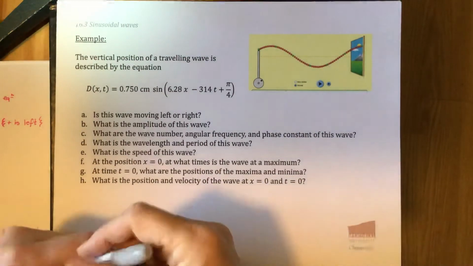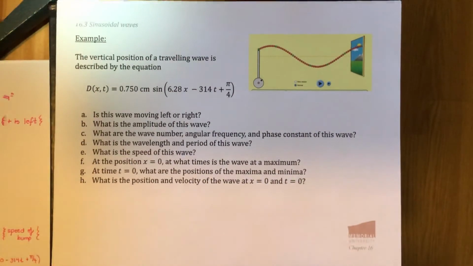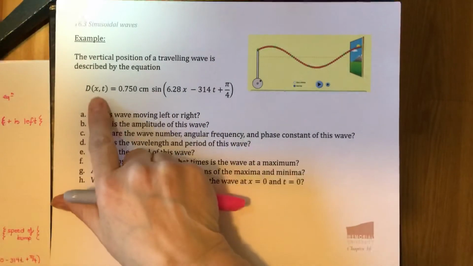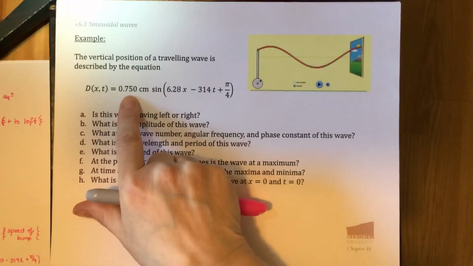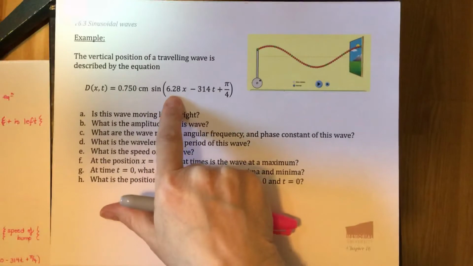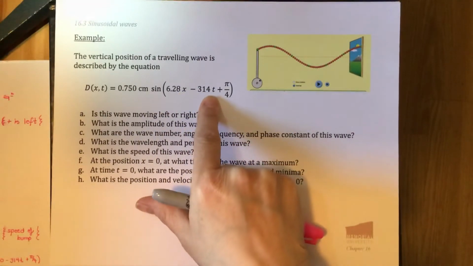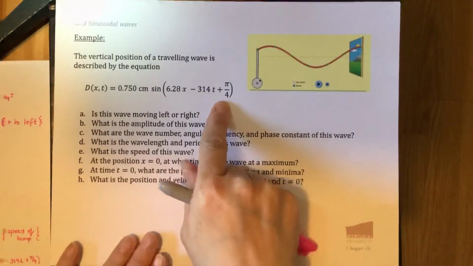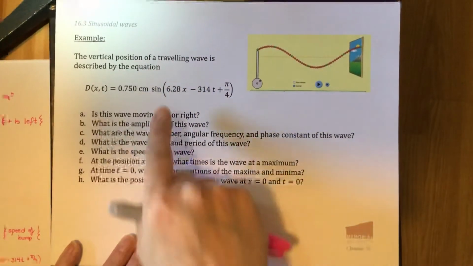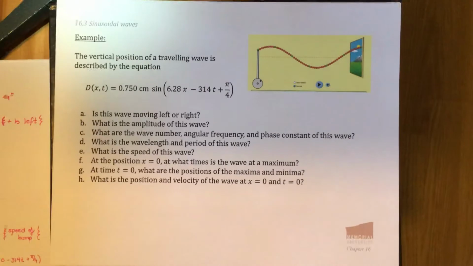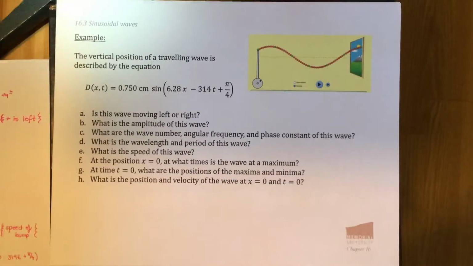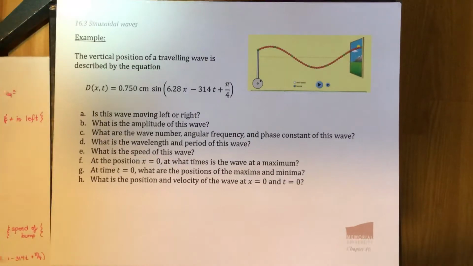In our example now, we have a traveling wave on a string. The vertical position is given by 0.75 centimeters times sine of 6.28 times x minus 314 times t plus pi over 4. So here's our equation given in numbers, and we're going to try and figure out a whole bunch of stuff from it. This is kind of a long example, and I have a feeling that this is going to cut into Thursday's class a bit.